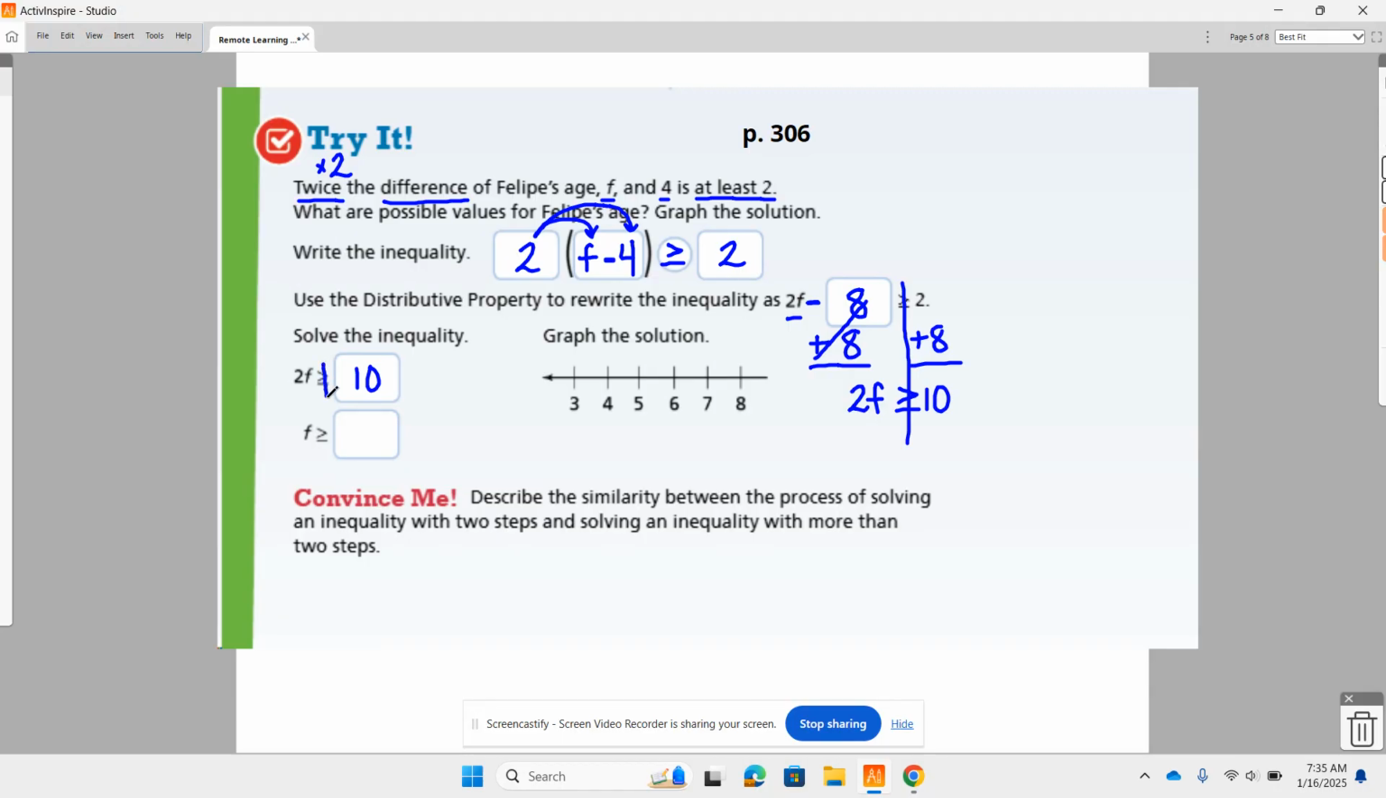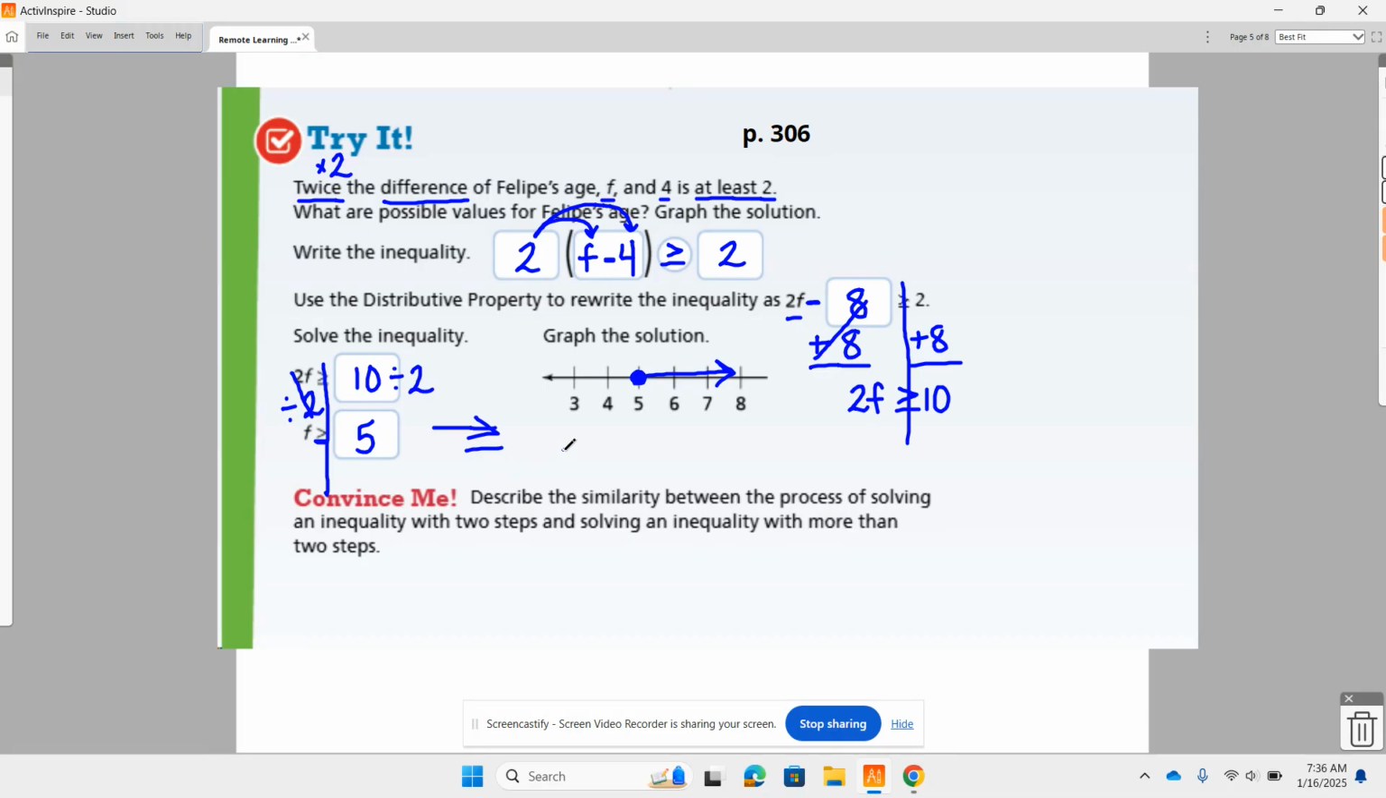Okay, so now we can divide both sides by 2. Remember, we don't have to flip on this one because we did not divide by a negative. So those cancel out. 10 divided by 2 is 5. Remember, if we have the line underneath, that means we're going to use a closed circle. Okay, remember this is going to be greater than or equal to, so turn it into an arrow if it helps you remember which way to shade. So we're going to shade up. Okay, that's a little bit of help on page 306.